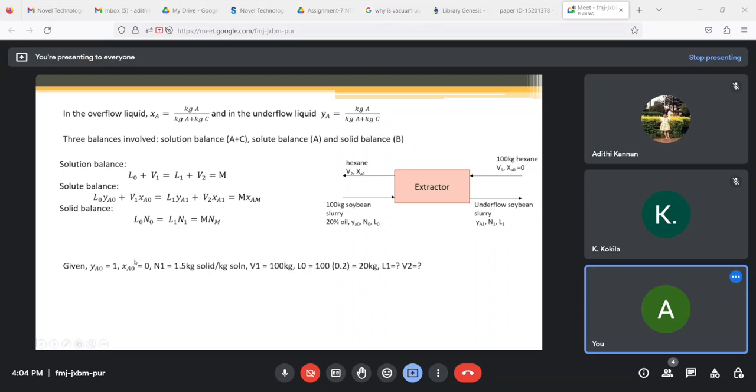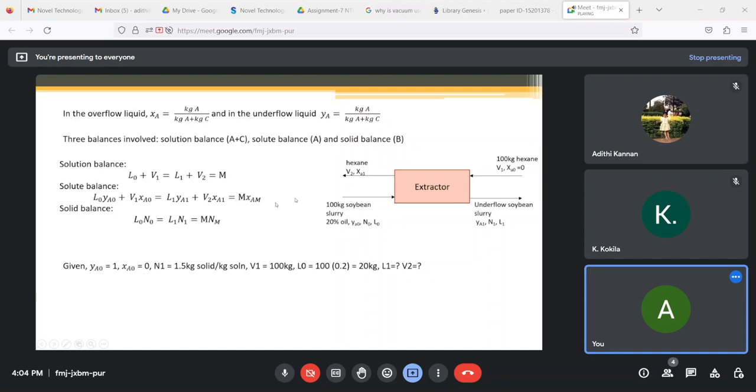So we have Ya naught as 1 because this is the formula for Ya: kg of A divided by kg of A plus kg of C. Since this stream does not have any C, kg of C goes to 0. So you have kg of A divided by kg of A, hence Ya naught is equal to 1 in the inlet stream, this stream.